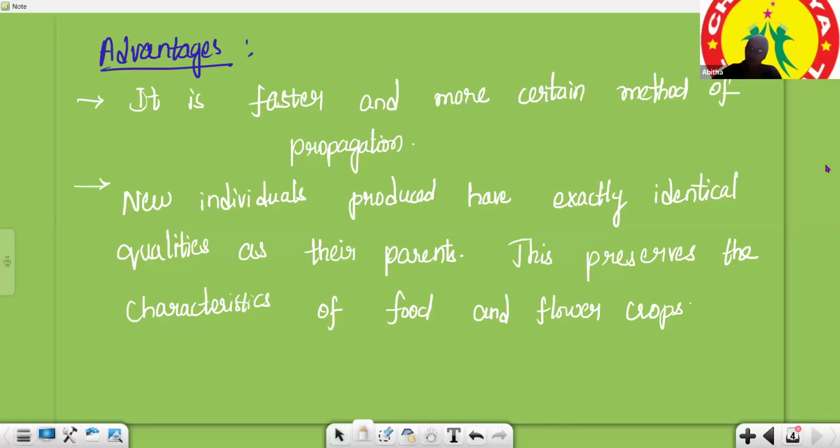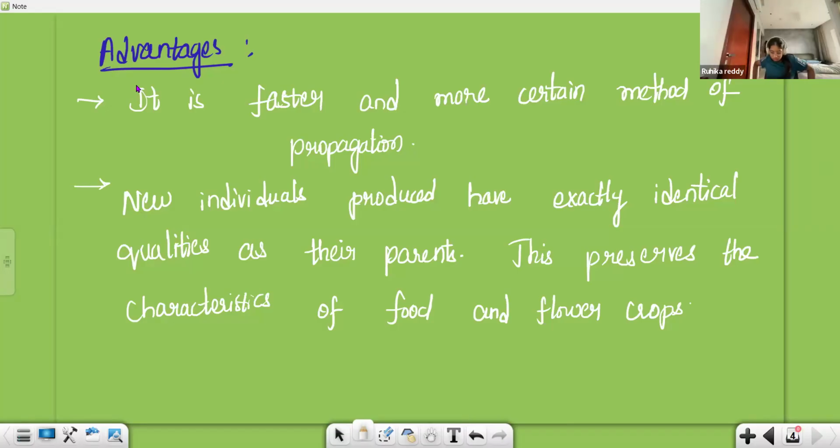Ruhika? Yes, ma'am. Why is your camera off? Ma'am, I just had to go outside for 1 second. Okay, 1 second.